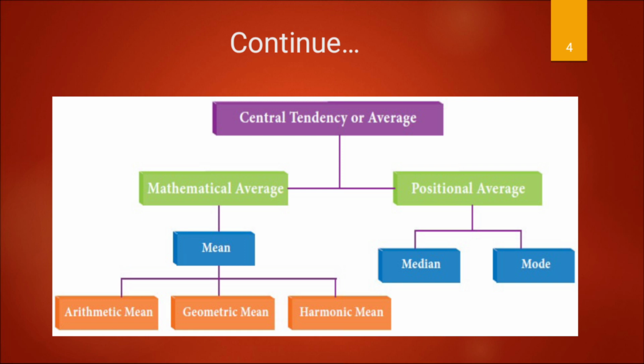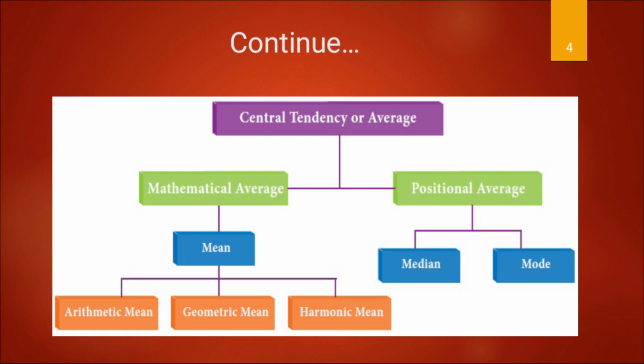Central tendency can be calculated in two ways. First is mathematical average, and second is positional average. Mathematical average can be classified into mean, and mean can be sub-classified into three: arithmetic mean, geometric mean, and harmonic mean. And positional average means median and mode.